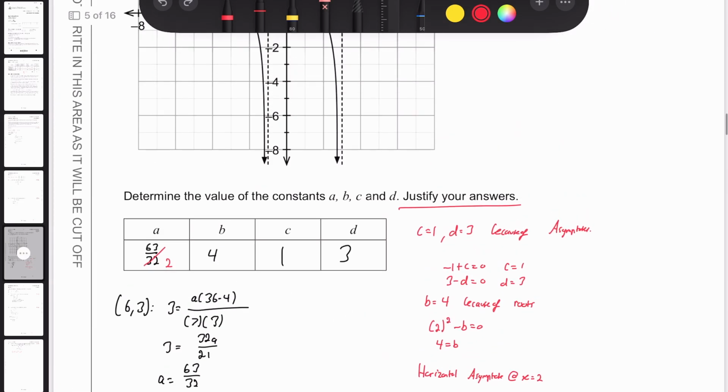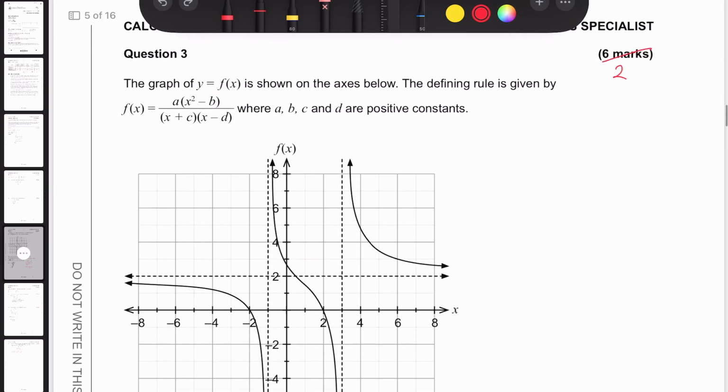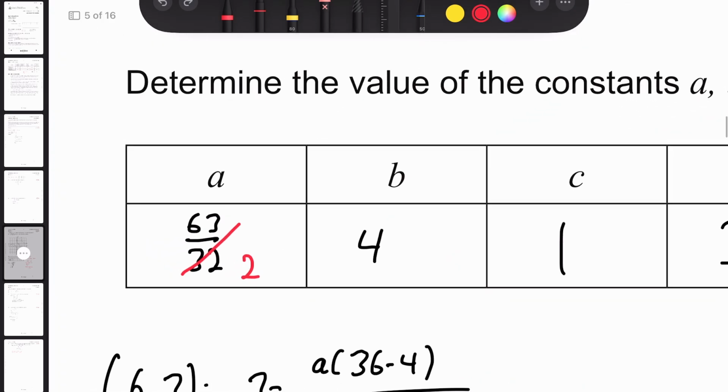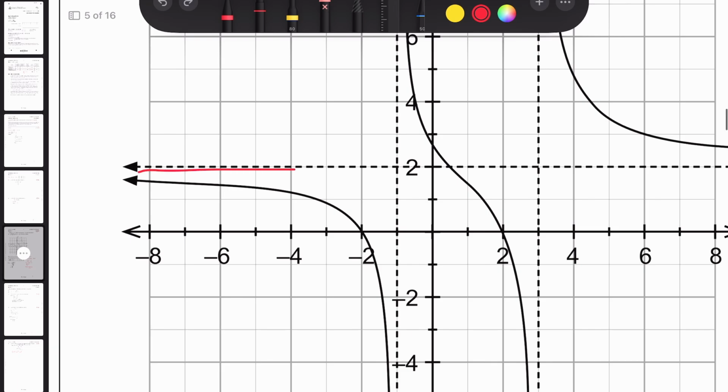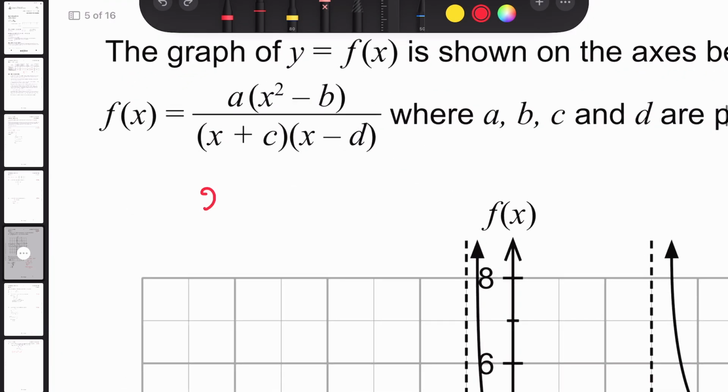Starting off here, I needed to justify my answer. I didn't do that, so I lost 3 marks straight away. And then I also lost a mark for my value for a because it had to be 2 because of this horizontal asymptote. Because you would have an x squared on the bottom, and then it would be ax squared. Yeah, something like that. Very sad. This was a very sad day.